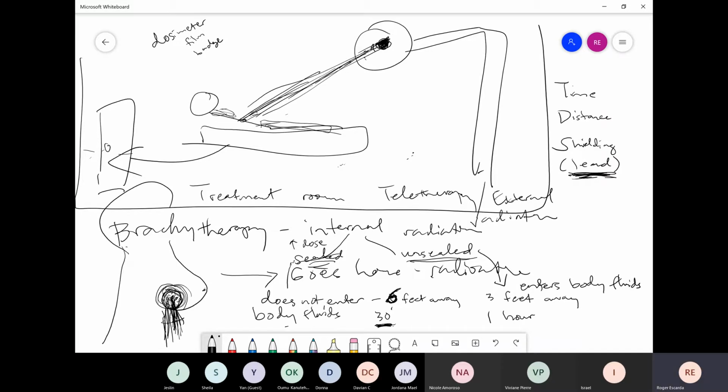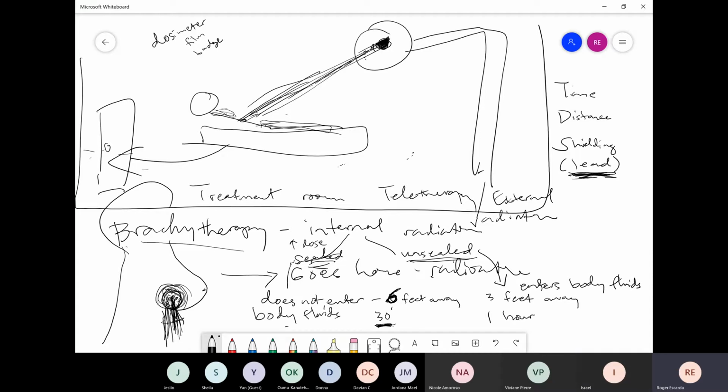They are not radioactive because the radiation source is right here. So they go home, they are harmless. When we use brachytherapy, or near-close, that's what brachy means, there are two types: sealed and unsealed.